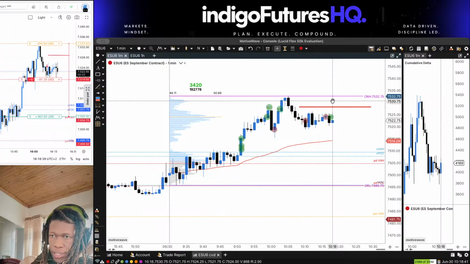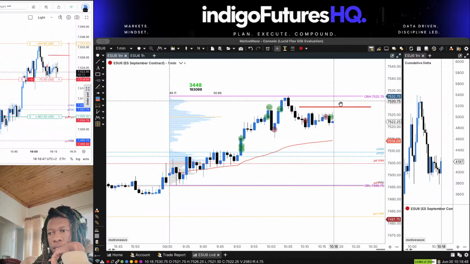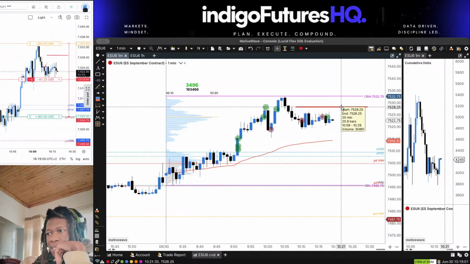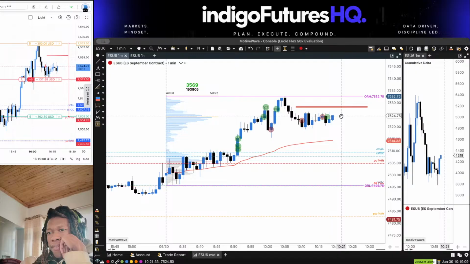And the delta is still around the same area. So the buyers haven't completely given up on this, you know what I mean? It's not looking too great for us, but it's not completely a train smash. It's just one of those where we kind of entered in the middle of a knife fight.